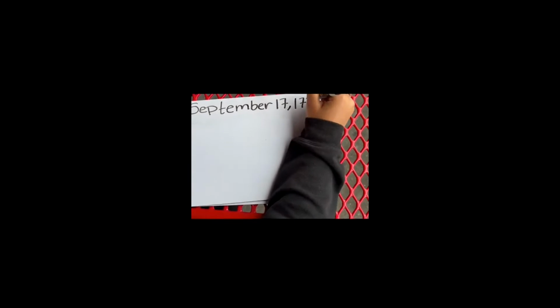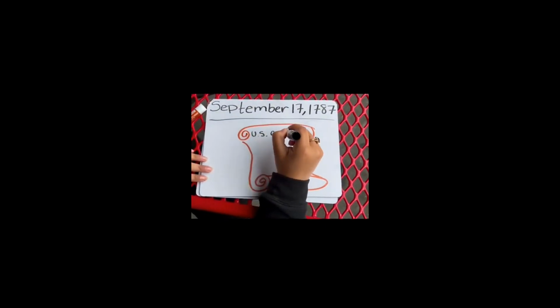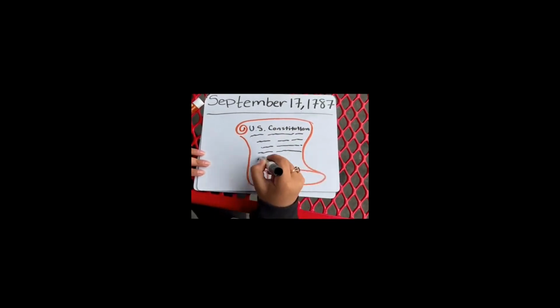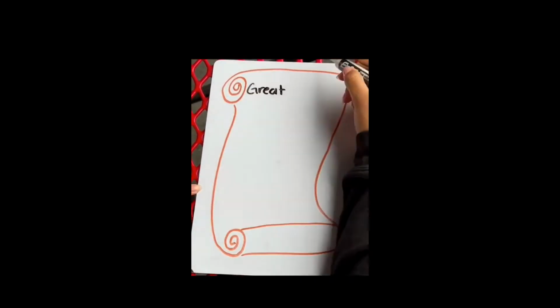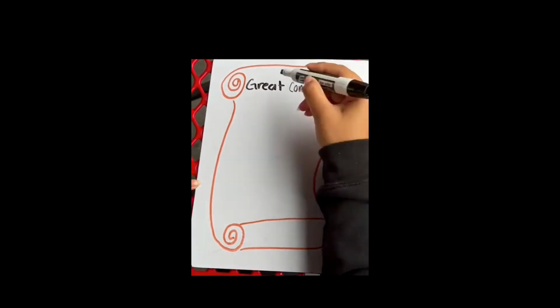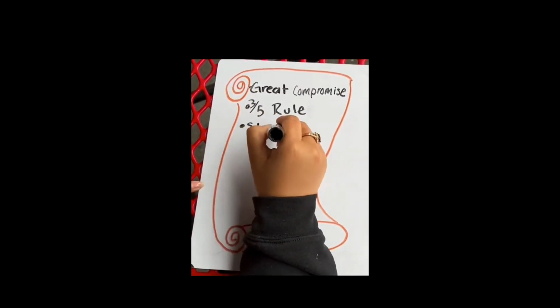September 17, 1787. The Constitution was written with a lot of compromise to appease both sides. The Constitution consisted of: 1. The Great Compromise, which meant representation in Congress. 2. The 3/5 rule, which meant slaves only counted as 3/5 of a person. Weird. And 3. The slave trade could not end before 1808.